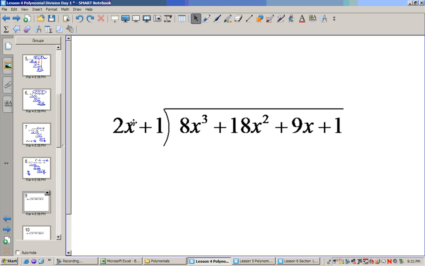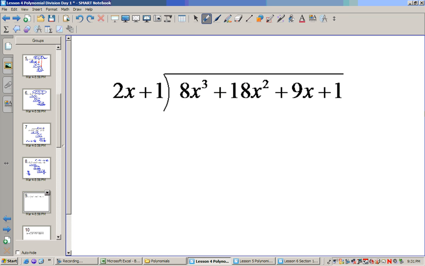All right, now if there's a different coefficient here, try this and see how you do.